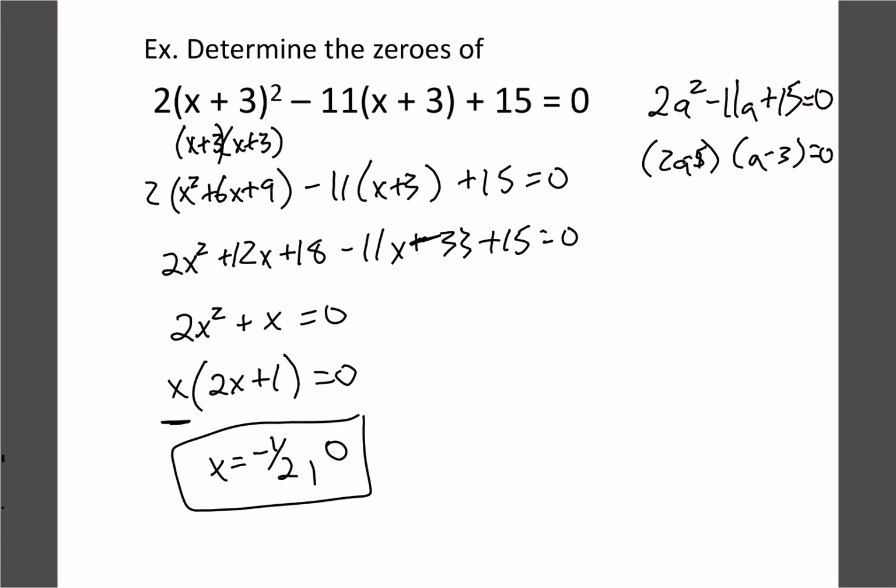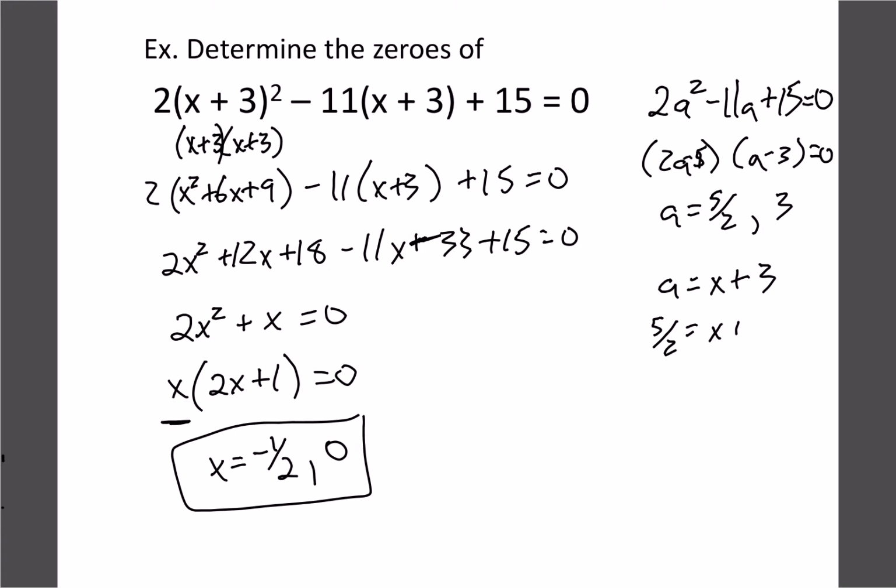So let's just double check. 2a squared is good. We get minus 5a and then minus 6a, which would give us 11. Yeah, so that's good. So anyway, we end up getting our two solutions would be 5 halves and 3. Well, those answers don't look the same, but remember, we said a was equal to x plus 3. So we actually have to put those numbers back in.